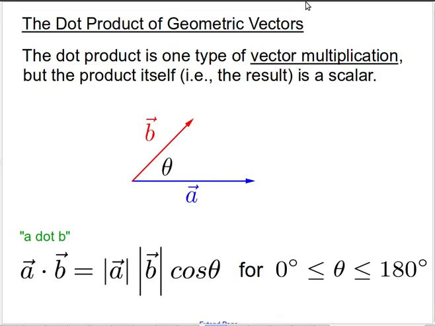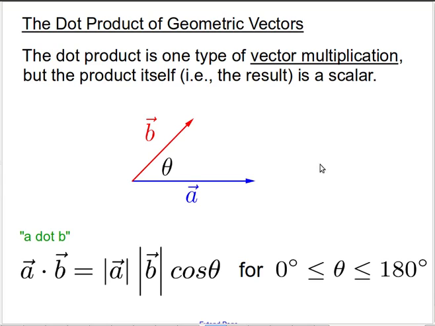For this lesson, we're going to be taking a look at a type of multiplication that we can do with vectors, and that's known as the dot product. And in particular, we're going to be focusing on the dot product in terms of geometric vectors. By geometric vectors, that means we're going to be using geometry, meaning diagrams, and we're going to be talking about the angles, that sort of thing.